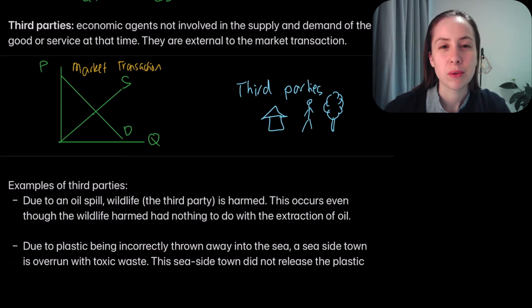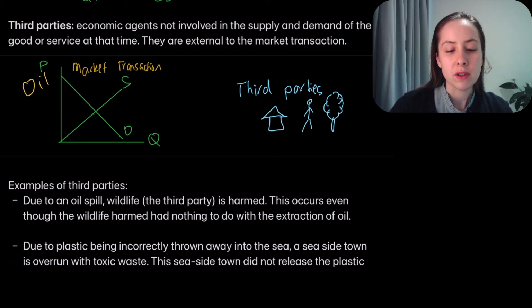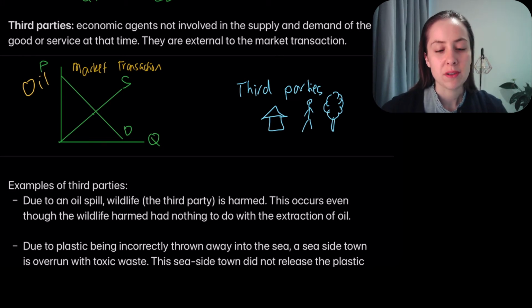Third party is a really important definition to write down: economic agents not involved in the supply and demand of the good or service at that time. They are external to the market transaction. Here I've drawn a really funny graph where supply and demand is the market transaction, the good and service being exchanged, being demanded, being produced. For example, this could be the market for oil, to oil consumers and oil producers. The third parties are not related to the oil market.